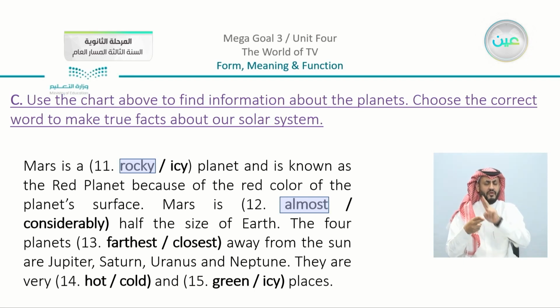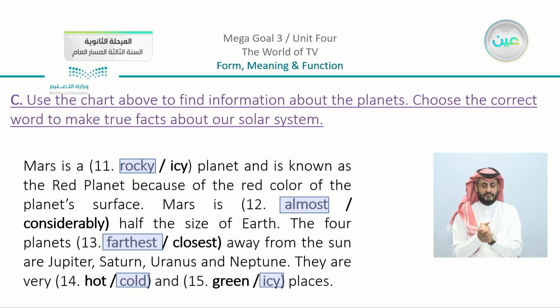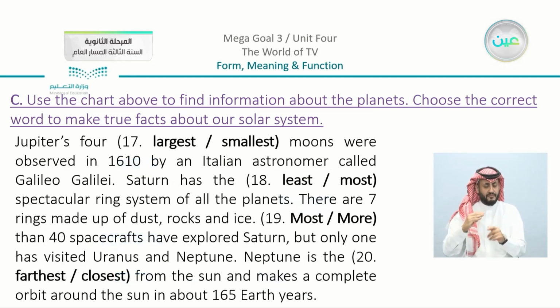The four farthest away from the sun are Jupiter, Saturn, Uranus, and Neptune. They are very cold, and what did we say in the book? They are also icy. So we have here, these are the adjectives mentioned. Completing also in the book, we have here Jupiter's 4 largest or smallest moons. Of course, we have here largest. Were observed in 1610 by an Italian astronomer called Galileo.